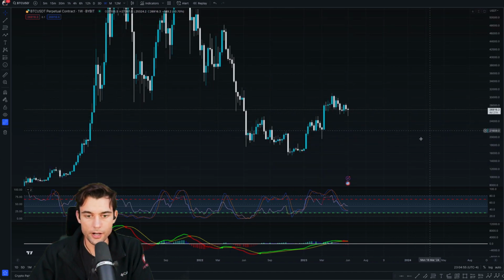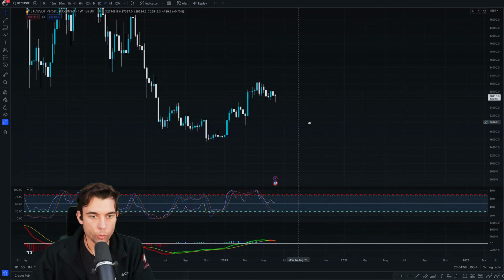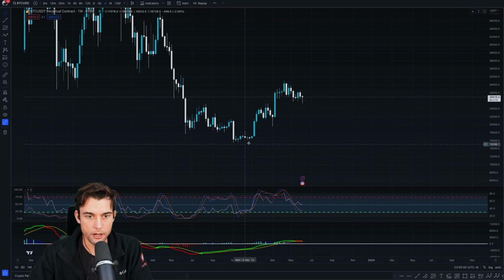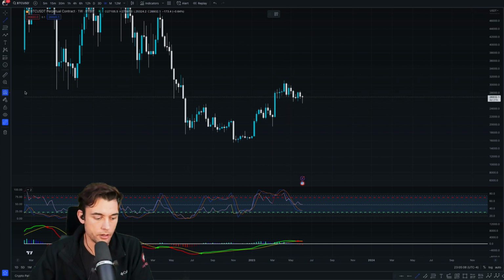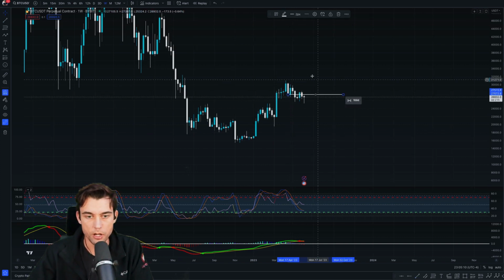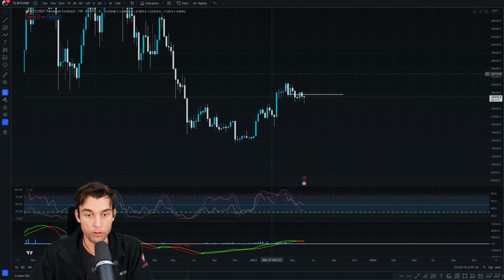And so what do I see? I see that we were in an uptrend. We were in a nice uptrend on the weekly time frame, but we ended up breaking the market structure down on the weekly time frame. So now we are in a downtrend on the weekly time frame.